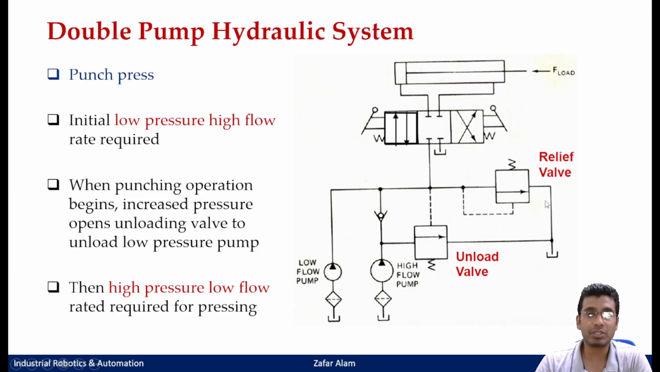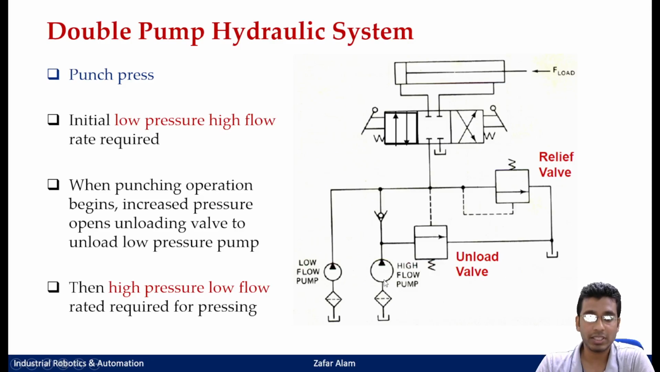So 20 bar would be set at which valve, a relief valve or your unload valve? The 20 bar pressure would actually be set at your unload valve. Then the entire forming or punching operation would be done at 150 bar. However, your relief valve setting would be some pressure higher than your operating pressure. Say in this case, if we are operating at 160 bar, my relief valve pressure would be set at 180 bar, and that setting we can do with this spring force.